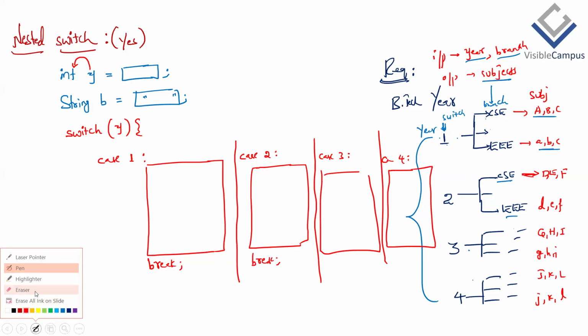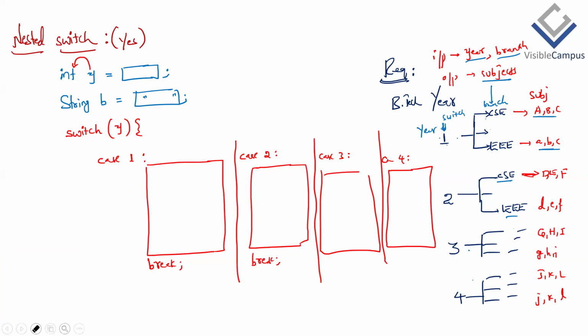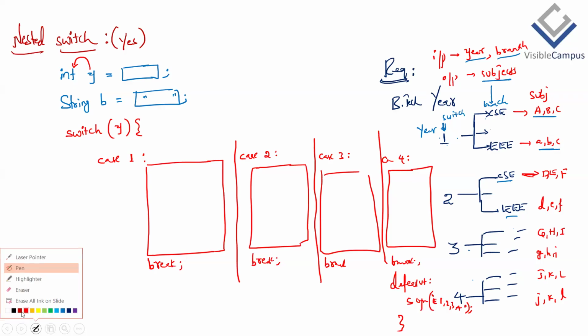Is this part clear or any doubts? So here also one break, here also one break. Then what's the alternative for this? If the input is not 1, 2, 3, 4, then default: print enter 1 or 2 or 3 or 4 only. That's it. Then the end of my switch. The outer switch is ended. Then in switch case 1, what is the next one? If the year is 1, then we have to pick the branch. That's why, here can we use a switch?